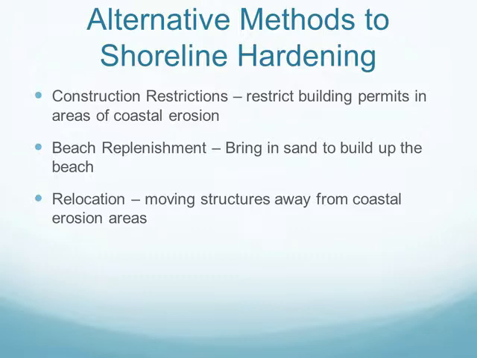Okay, so now there are some alternative methods to shoreline hardening. Keep in mind, most likely these solutions would not be implemented because they would not align with social aspects. But essentially, the three main ones would be restrictions on construction near coastal regions. So if you didn't allow building permits to build near the coastal area, you wouldn't need to harden the shoreline.